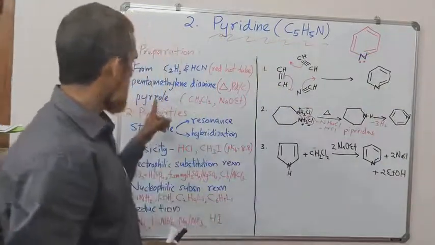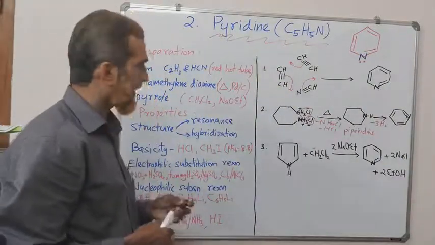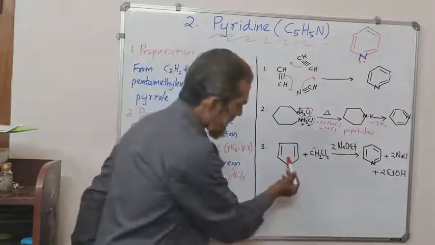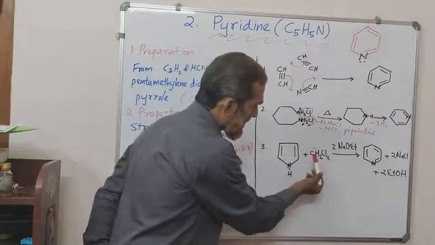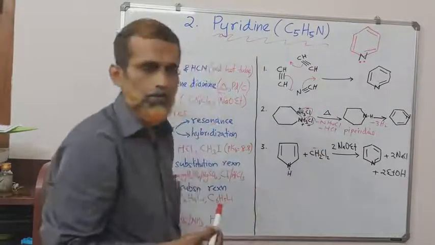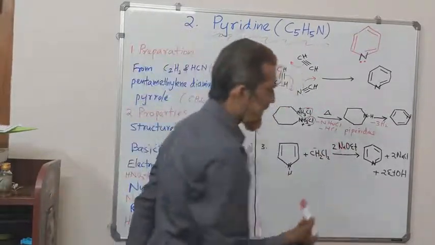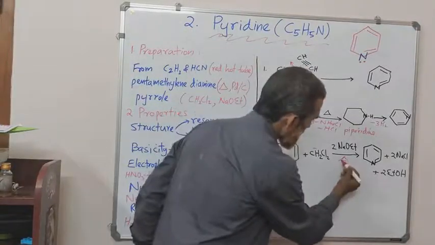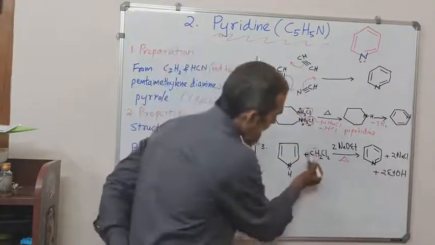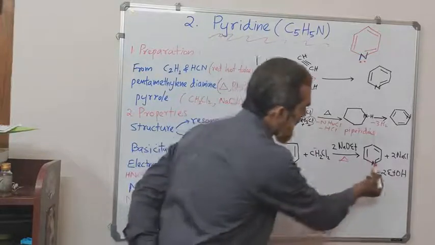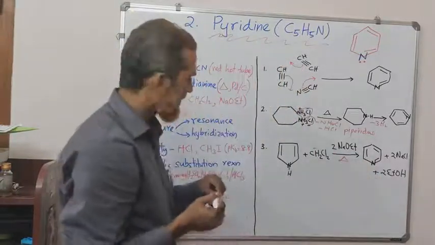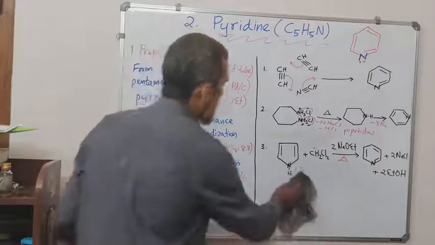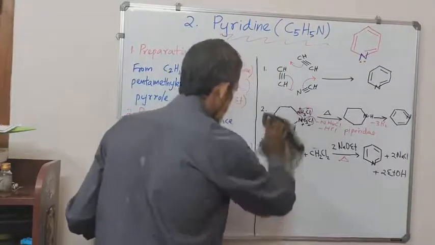The third one, from pyrrole we can prepare pyridine. Pyrrole is treated with dichloromethane in presence of sodium ethoxide and heating. This methylene group gets inserted into this ring and becomes pyridine. So these are the 3 methods of preparation of pyridine.